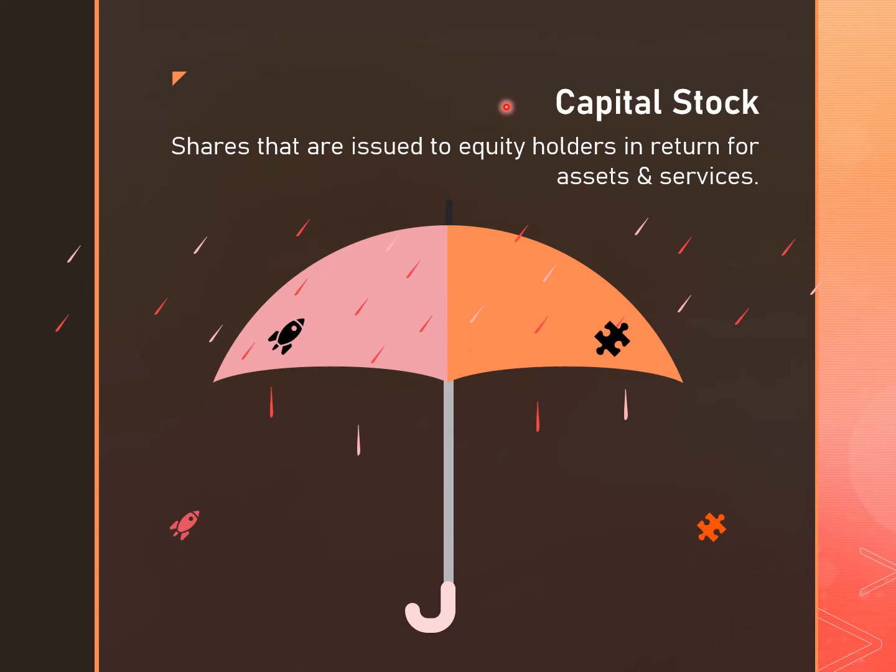Right, the next subtopic is capital stock, which is the shares that are issued to equity holders in return for assets and services. So capital stock ni dia ada dua. First one adalah the preferred stock ataupun preference shares. Second one adalah the common stock ataupun the common shares ataupun so-called ordinary shares.